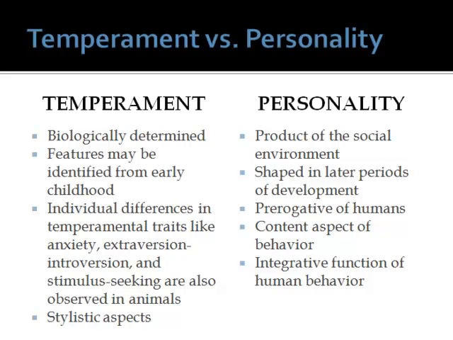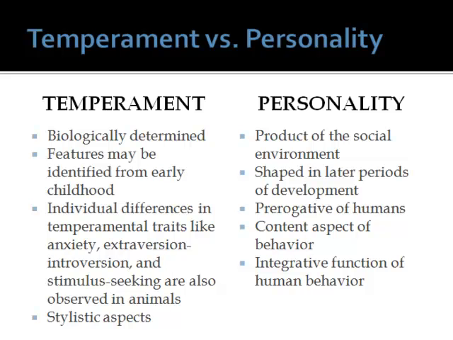There are 5 respects in which there are at least a popular difference between personality and temperament. The first is that temperament is biologically determined, whereas personality is the product of a social environment. Second, temperamental features may be identified from early childhood, whereas personality is shaped in later periods of development.